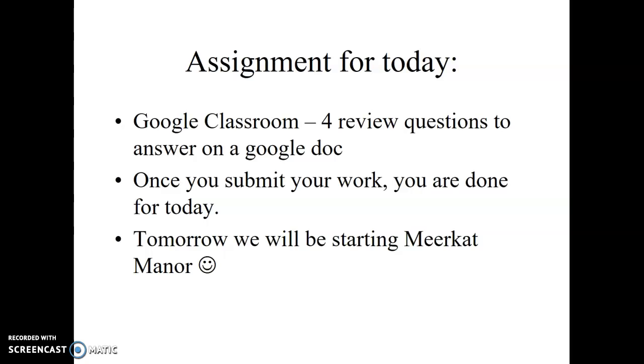Tomorrow we'll be starting Meerkat Manor. Meerkat Manor is a TV show that was on several years ago on Animal Planet, but we'll be watching several episodes of Meerkat Manor as part of our ecology unit.